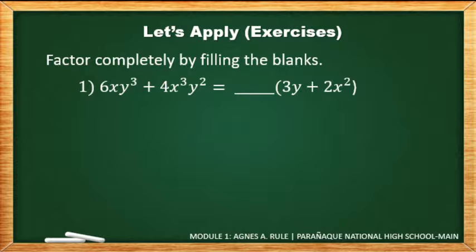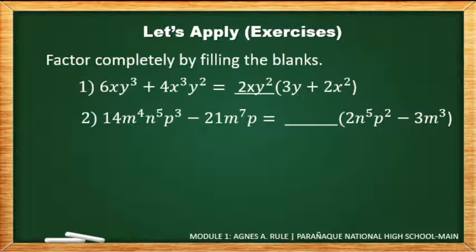First, ang hanapin natin the GCF of 6 and 4, which is 2. x. Smaller exponent is 1. So, therefore, x. So, meron na tayong 2x. y cubed, y squared. Ano pinakamaliit na exponent? 2. So, therefore, meron tayong 2x, y squared. So, therefore, the common monomial factor is 2xy squared. Next.